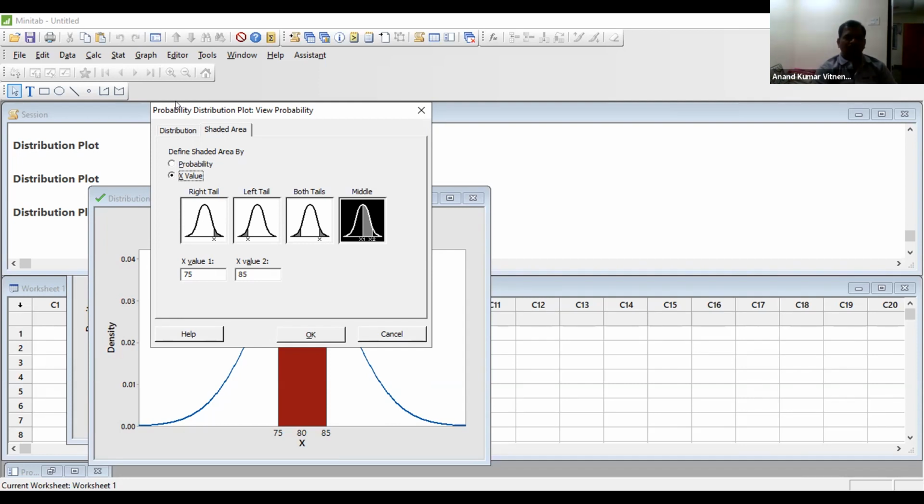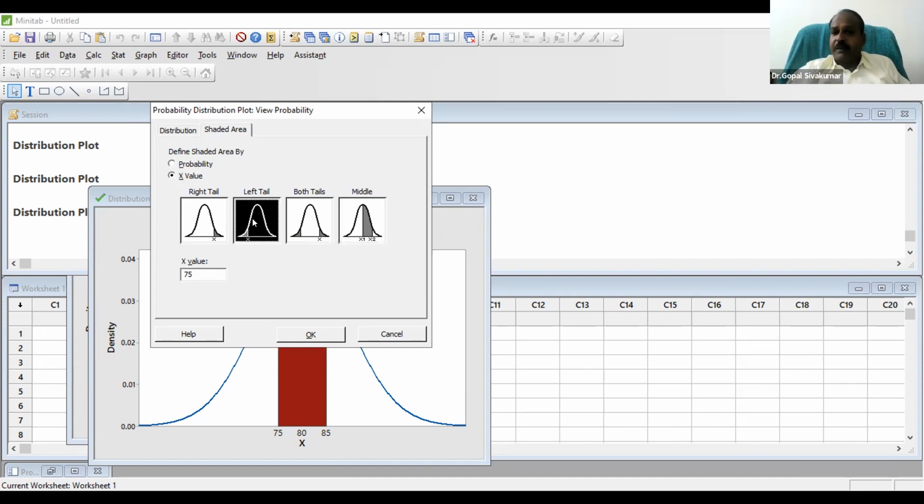25 or 75? Sorry, 75. 75, right? So if you take the left tail, it is 75. When I take the right tail, it means the area to the right. Area to the right will now be 25, but area to the left will be 75. Then only the x is called quartile 3.